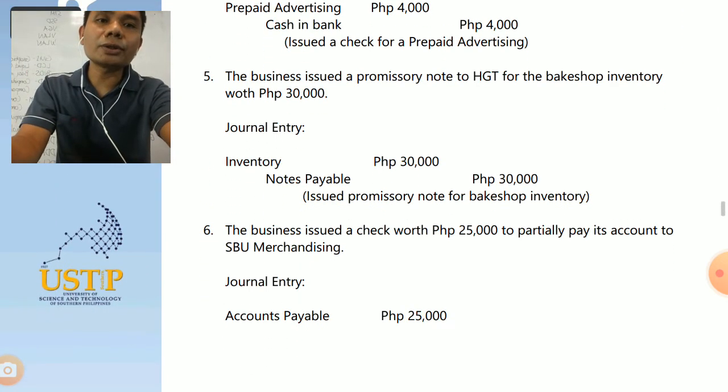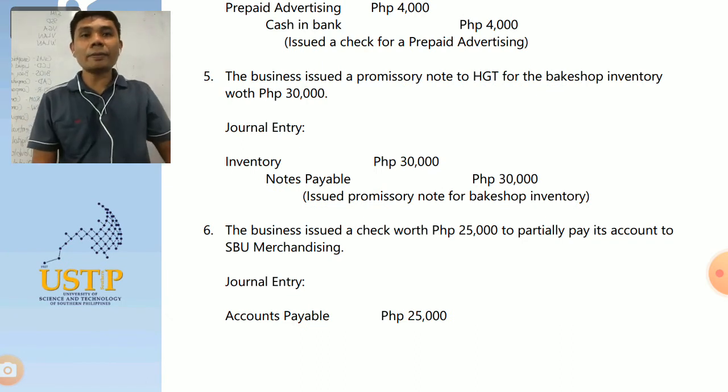Fifth transaction. The business issued a promissory note to HGT for the bake shop inventory worth 30,000.